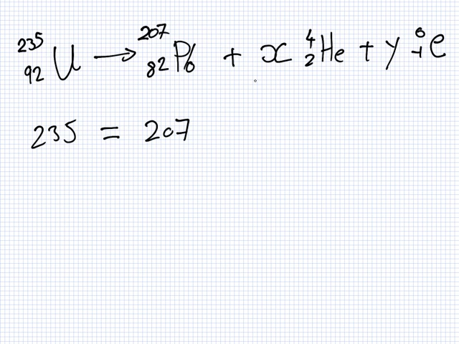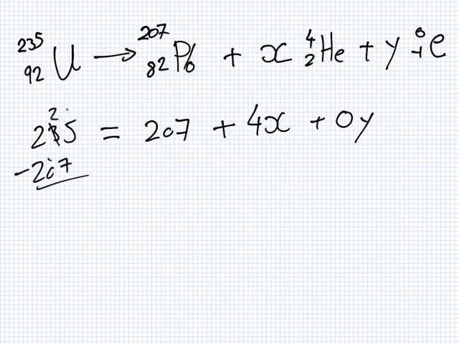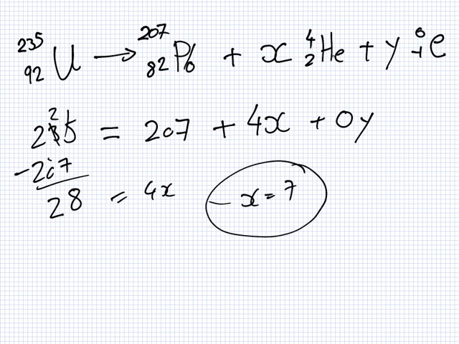That's the top number. Oh, okay. Is it 4? Actually, 4x, because we don't know how many of them we have. Right. And how many here? Zero y. There's no protons or neutrons here. So this can easily give us the x, because we can just subtract 235 minus 207, right? That's 28, isn't it? 28 equals 4x, so then x equals 7. So there's 7 alpha particles.